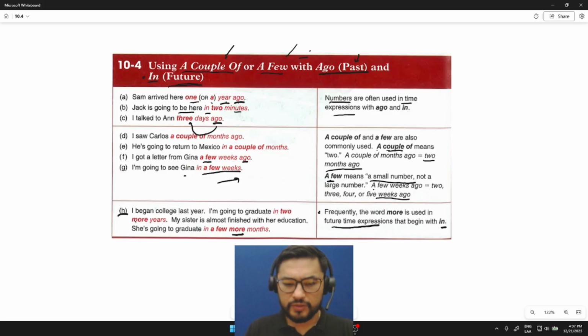So why do we use more here? Because these years, of course, are in addition, right? 2 years, she's going to graduate. But she already studied 2 years. So she needs 2 more years to graduate, right? She has already studied for a few months, but she needs a few more or additional months to graduate.